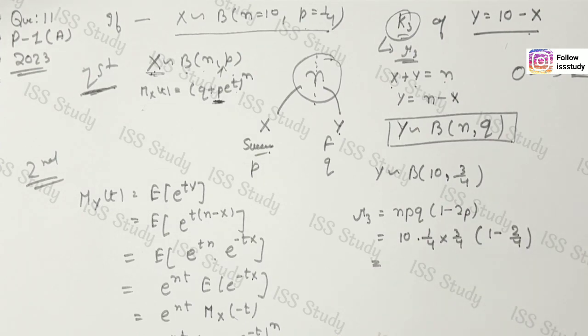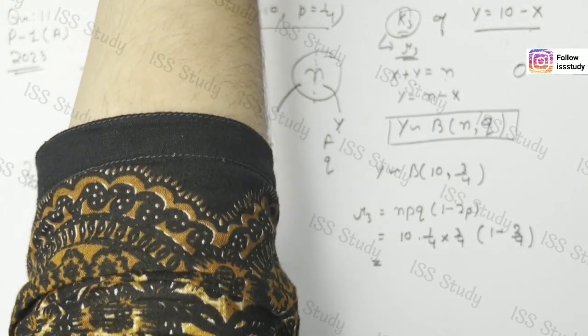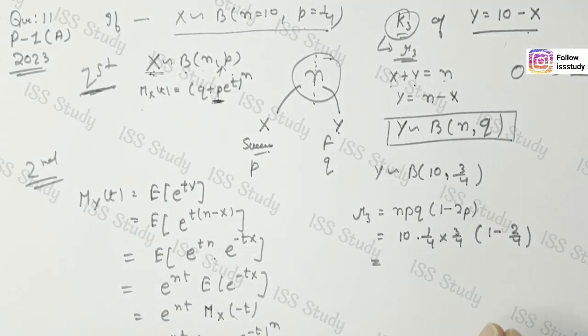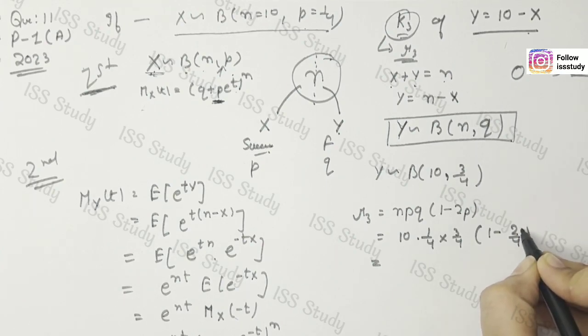Okay, now what you all have to do, just solve it. I am giving you a time of 2 minutes. Not 2 minutes, I'm giving you about 15 seconds. Just solve it and let me know the final answer. This is just a simple calculation. You all have to do it, right?